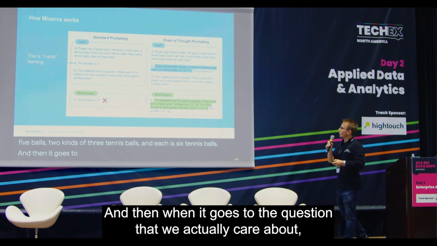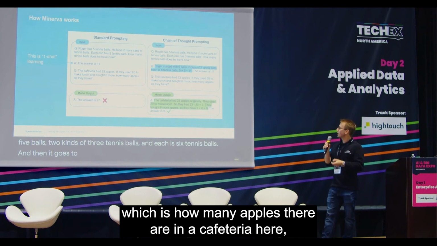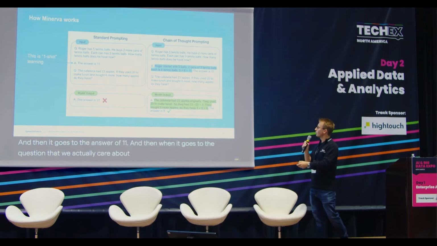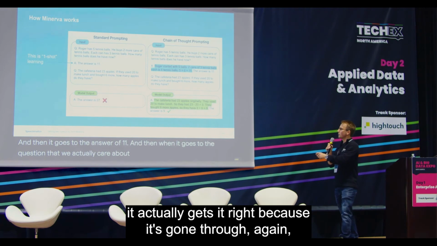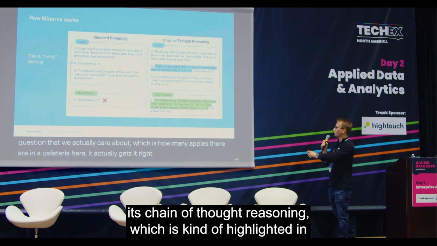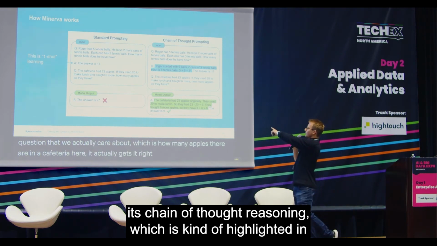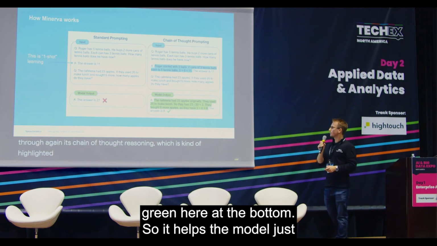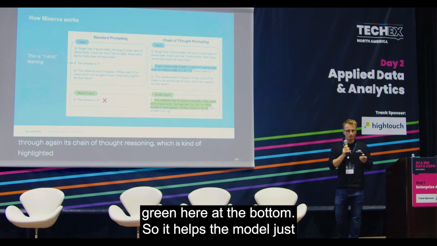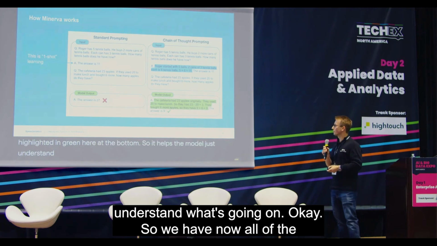And then when it goes to the question that we actually care about, which is how many apples there are in a cafeteria here, it actually gets it right because it's gone through, again, its chain of thought reasoning, which is highlighted in green here at the bottom. So it helps the model just understand what's going on.